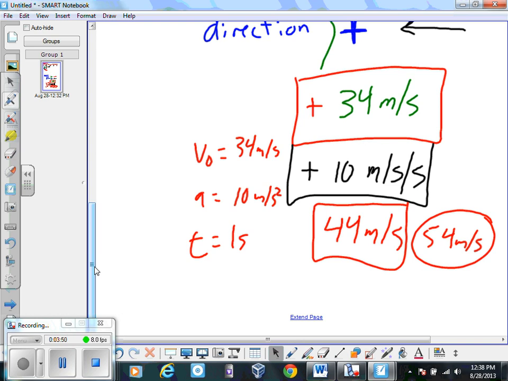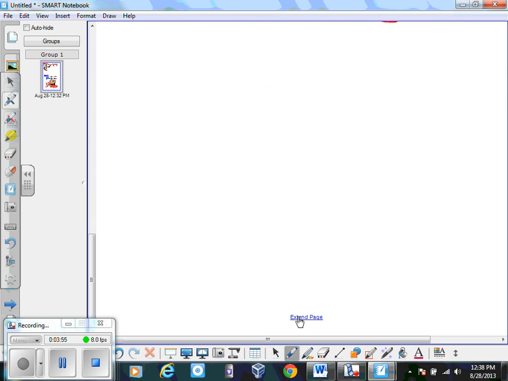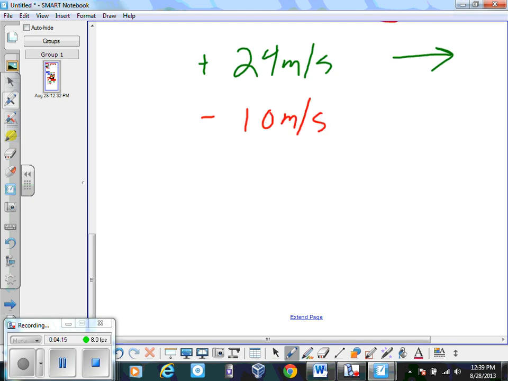Now, the other question, though, is what happens if I have an acceleration that is in the opposite direction? So in other words, I start out with 24 meters per second. I'm going to call positive, and I'm going to say positive is in this direction. And I'm going to also say that my acceleration then is a negative 10 meters per second every second. So that means I'm going to change this velocity by this number every second in the negative direction, which is going to be in this direction.